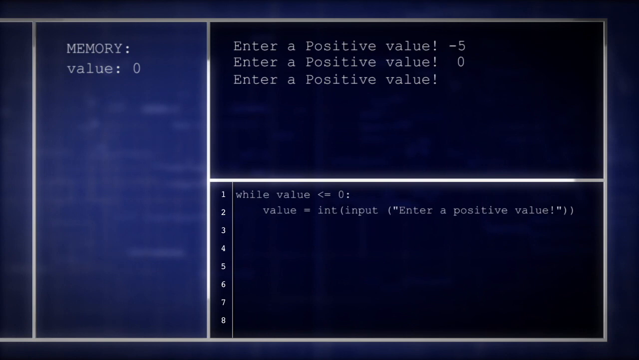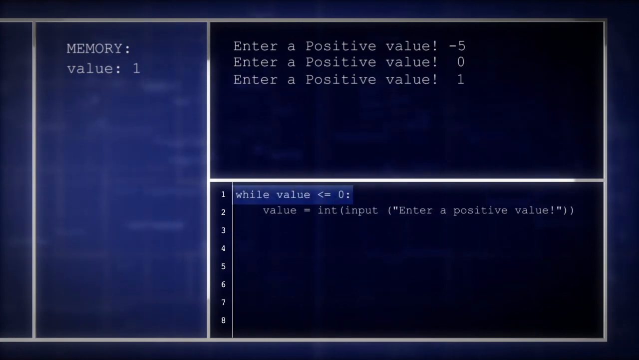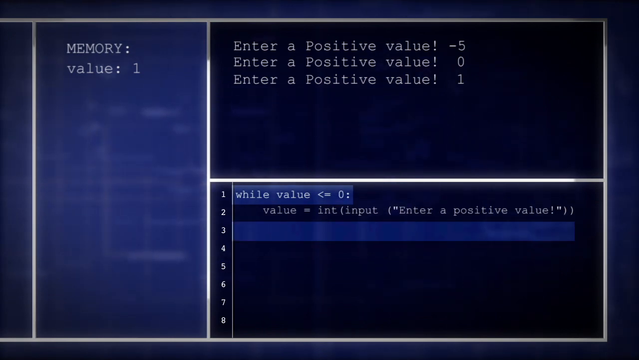Our program can continue this indefinitely, until the user finally gets the idea and enters a positive value. Now, when we check our condition, finally, when they've entered a positive value, it's false, and so we skip the loop and go on to the code after the loop.